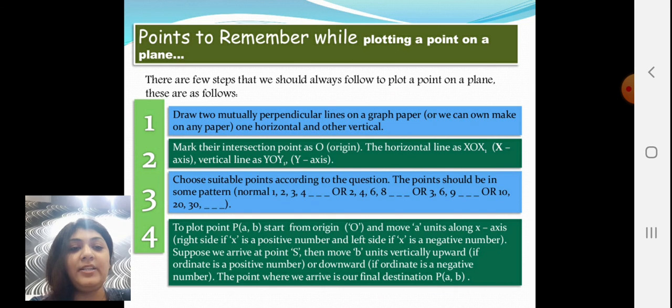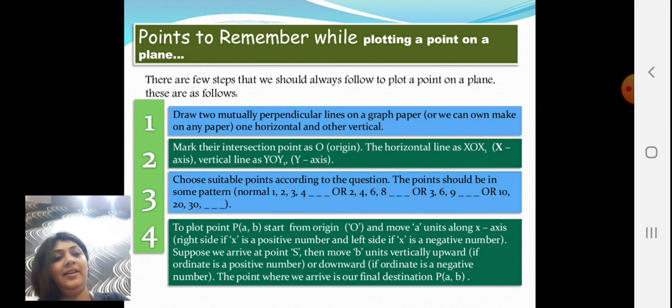To plot point P (a, b), start from the origin and move a units along the x-axis, right side if x is positive and left side if x is negative. Suppose we arrive at point S, then move b units vertically upward if ordinate is positive and downward if ordinate is negative. The point where we arrive is our final destination.